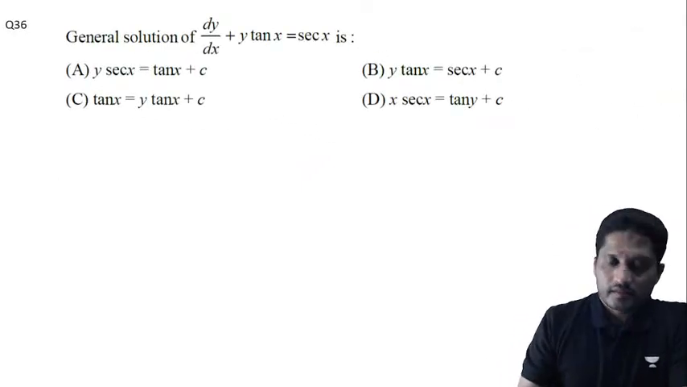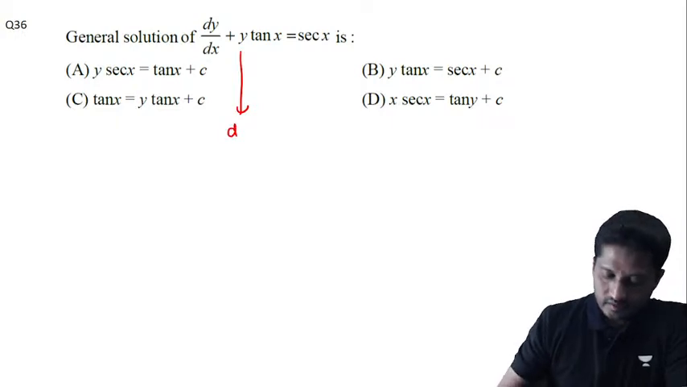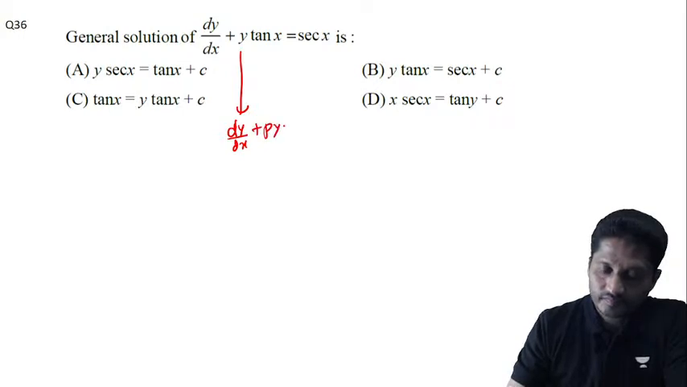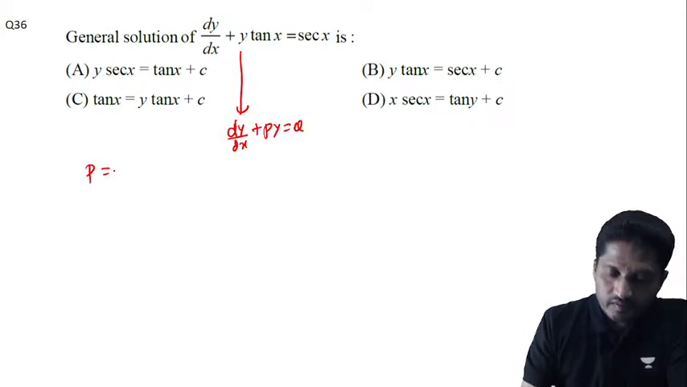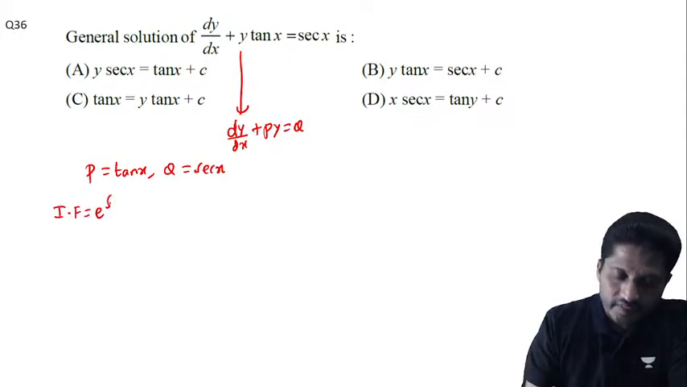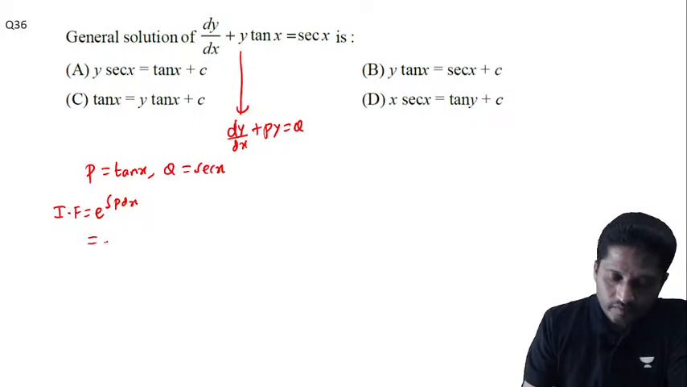Let's move to the next question. See, again this is a question on linear differential equation. You can write dy by dx plus py is equal to q. P is equal to tan x and q is equal to sec x. IF is equal to e power integration of p dx, which is e power integration of tan x. Integration of tan x is log sec x. E power log sec x is sec x.